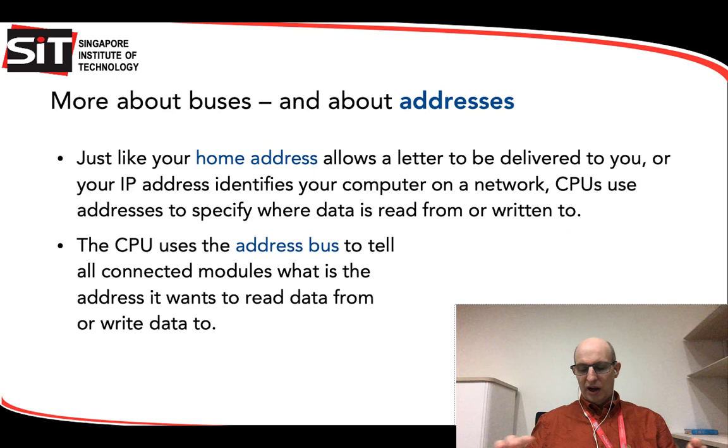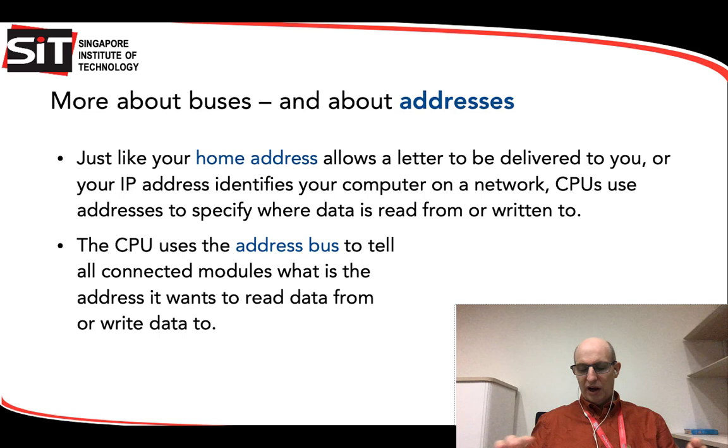So we talked about this in general, but we haven't really talked about the details, and there's lots of information in the details. Let's start with addresses. So your home address is the thing that allows SingPost to send a letter to you. The letter has your name and address on it. It identifies that it goes to you in that apartment, which is on that floor, which is on that block, which is on that street, in that district, in that particular country. Everything you need to know is defined in the address.